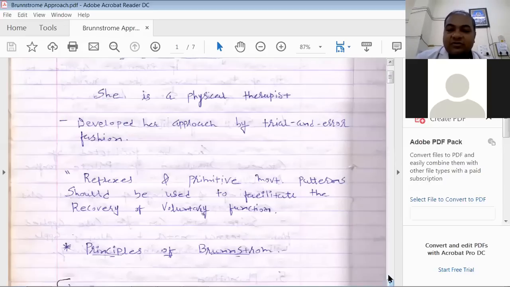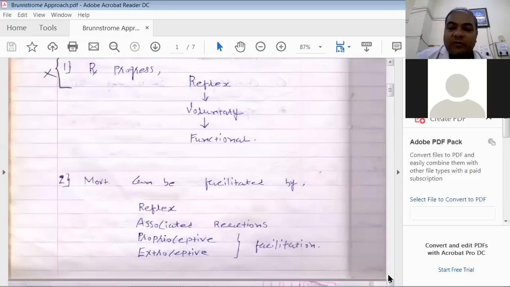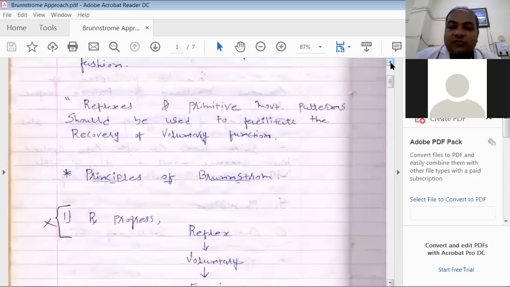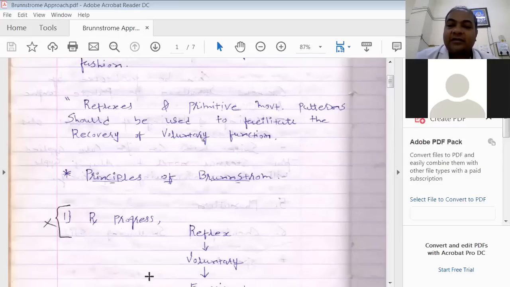In this approach, reflexive and primitive movement patterns should be used to facilitate the recovery of voluntary function. This is the main part of it. Reflexive and primitive movement patterns should be used to facilitate recovery of voluntary function.